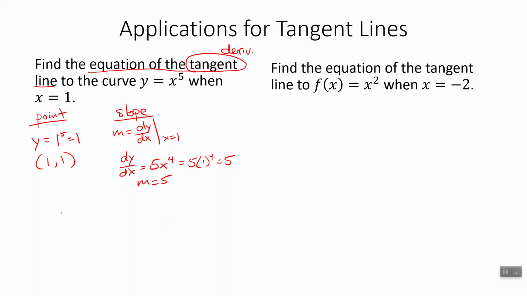Now we're just going to use point slope form from algebra. It's y minus the y value equals the slope times x minus the x value.